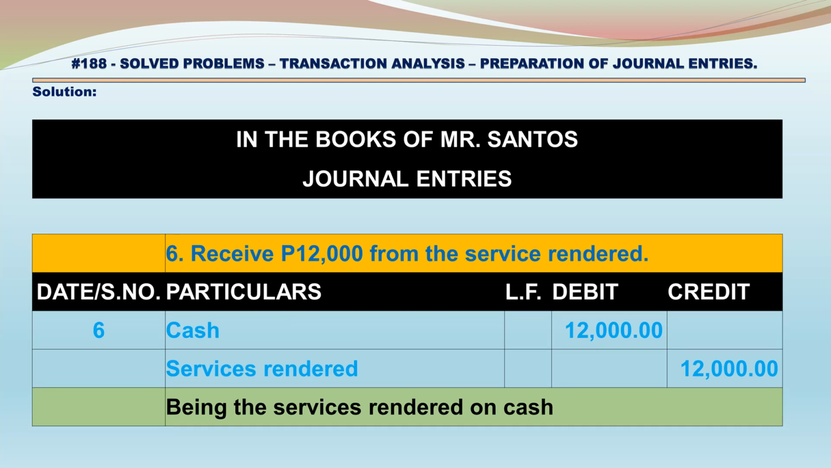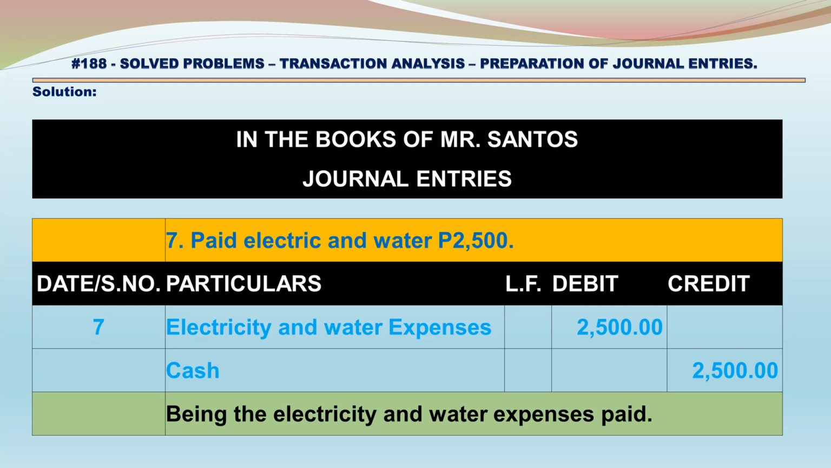6. Received 12,000 from the services rendered. Cash account debit 12,000. Services rendered credit 12,000. Being the services rendered on cash. 7. Paid electric and water 2,500. Electricity and water expenses debit 2,500. Cash credit 2,500, being the electricity and water expenses paid.